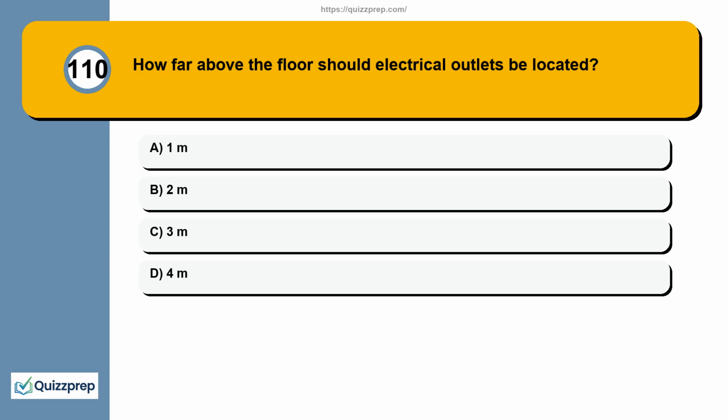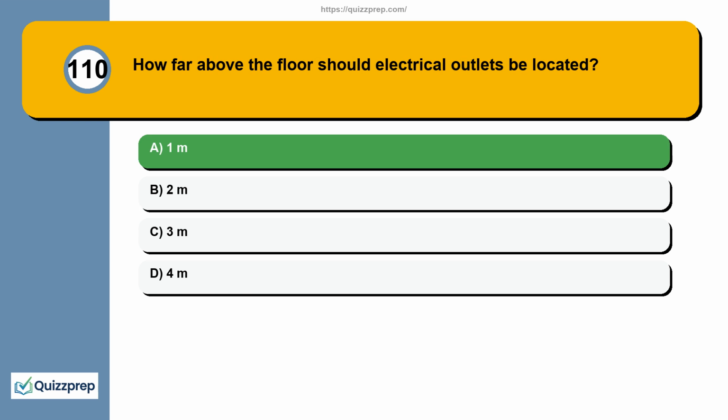How far above the floor should electrical outlets be located? Option A, 1M. Option B, 2M. Option C, 3M. Option D, 4M. The correct answer is option A, 1M.